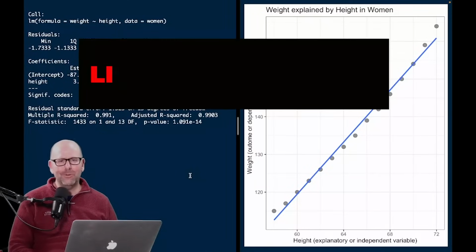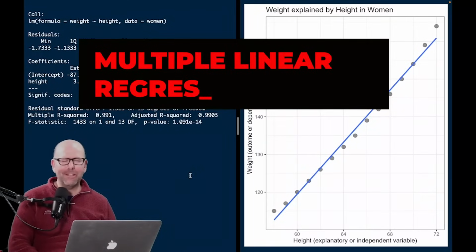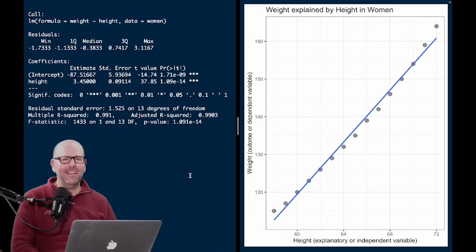Welcome to this overview of linear regression. We're going to do simple linear regression. We're going to do multiple linear regression. We're going to talk about diagnostics to check the assumptions of your regression analysis. We're going to cover just about everything that you can imagine, and we're going to do the whole thing in about 10 minutes.